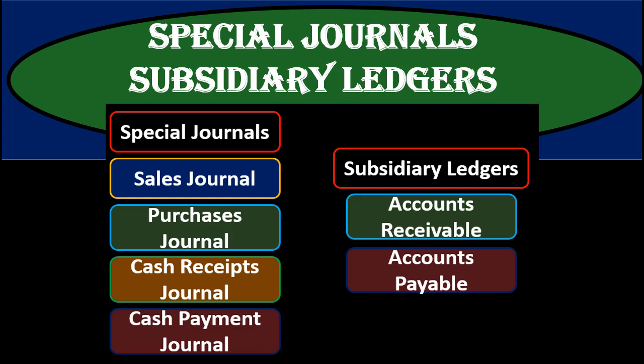In this presentation, we're going to talk about special journals and subsidiary ledgers. First, we're going to list out the special journals and talk about when we would use them, why we would use them, and how they fit into the accounting system. The special journals are basically going to group types of transactions.